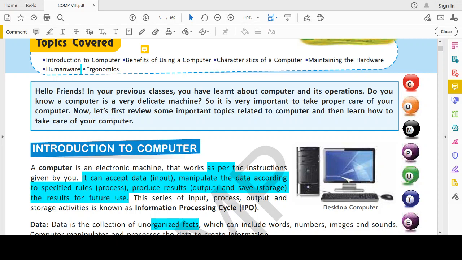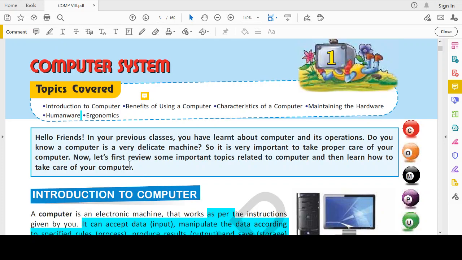Welcome students. In this tutorial, we will learn about a computer system. That is chapter 1 of your book IT Planet. Here, we will learn about a computer system. What are the benefits of using a computer system? The characteristics of a computer, maintaining the hardware, humanware, ergonomics.